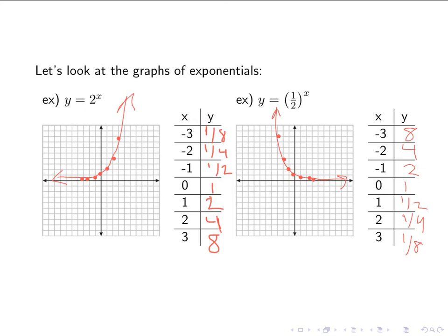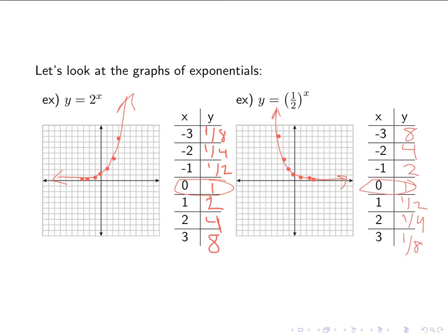Okay, so there are a couple of things that these graphs have in common and a couple of things that are opposite, and we're going to go over those. One thing they have in common is the point (0, 1). As long as we're not multiplying our exponent by something and we're not adding or subtracting, we're always going to have (0, 1) because anything to the 0 is 1. So that's something they have in common.